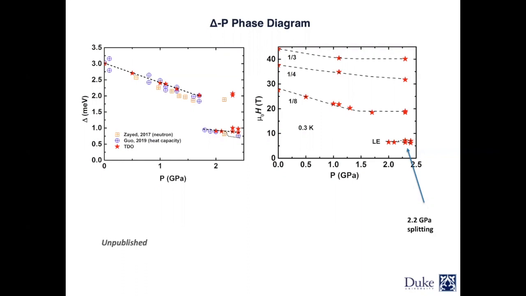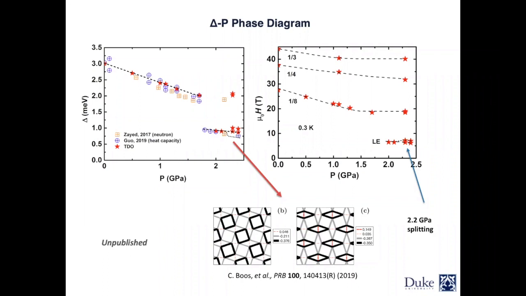Then if you now map this into energy, so everything is now as a function of energy in meV and as a function of pressure, this is the neutron data that I showed you, the Nature Physics paper. This is new heat capacity data that they were able to do exactly the same thing. And this is our TDO data. So we can see that everything is mapping out pretty well. Our TDO data also maps with this. However, what we notice is that there's this doubling of the LE mode happening as we go deeper into the plaquette state.